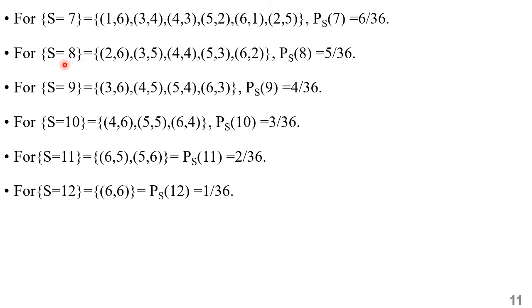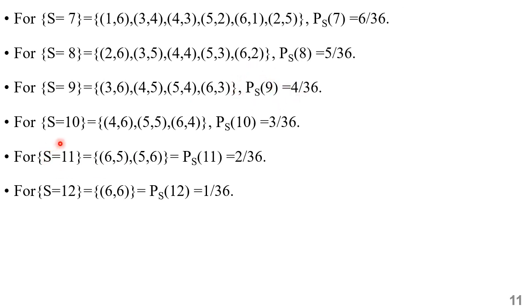The next one is X equal to 8. There are 5 possible combinations: (2, 6), (3, 5), (4, 4), (5, 3), (6, 2). Therefore 5 out of 36 is the probability of getting 8. For X equal to 9, we can get 4 possible outcomes: (3, 6), (4, 5), (5, 4), (6, 3). So the probability of getting 9 is 4 out of 36.